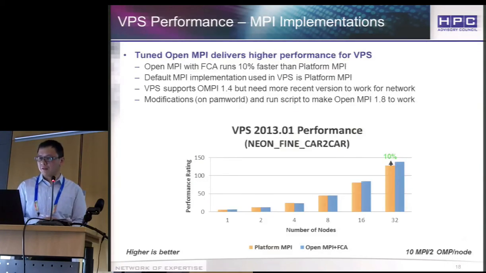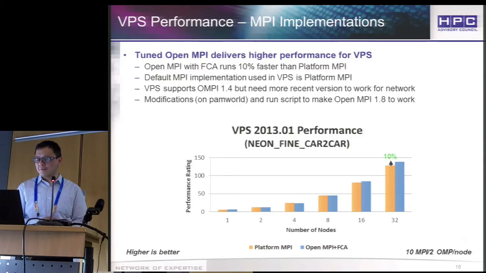For this graph, we're comparing the default MPI provided by VPS, which is IBM Platform MPI, with Open MPI with the tuning that we just talked about, to see how much gain or difference there is. We're able to see some benefits of using FCA, the Fabric Collective Accelerator offloads, about 10% compared to IBM Platform MPI. So it does show some value of using collective offloads.